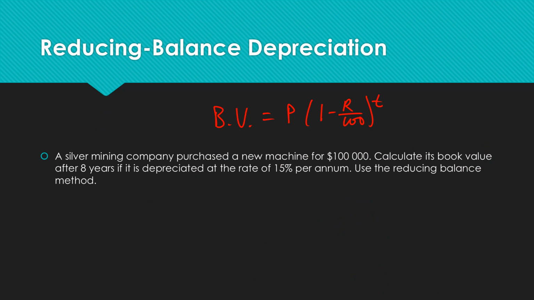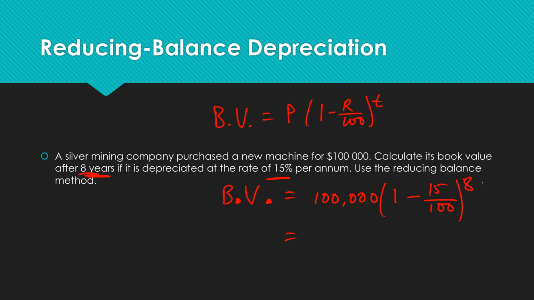Reducing balance depreciation looks at the amount of depreciation over time as well. However, when we're looking at reducing balance depreciation, we are actually talking about an amount that changes over time. This amount changes with the power, which is up here. So if we look at this question, we want to find the book value over time. We have a principal amount of $100,000 on this one. We have the depreciation rate of 15%, and we have the time being 8 years.